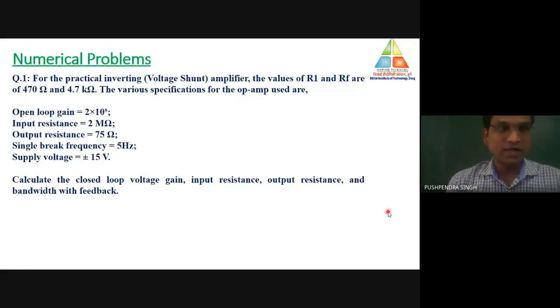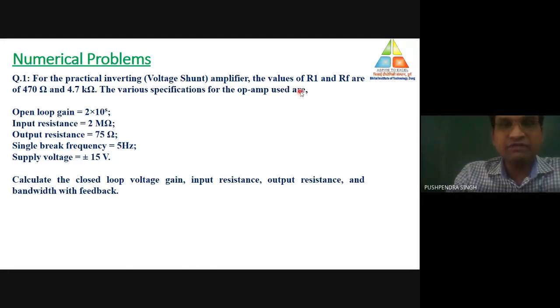So question number 1. In case of voltage shunt and voltage series, problems are so specific that they are completely related with the formula only. Just you need to substitute the values in the formula and you will get the result. So in first problem, for the practical inverting amplifier, that means this problem is related to inverting amplifier or voltage shunt.